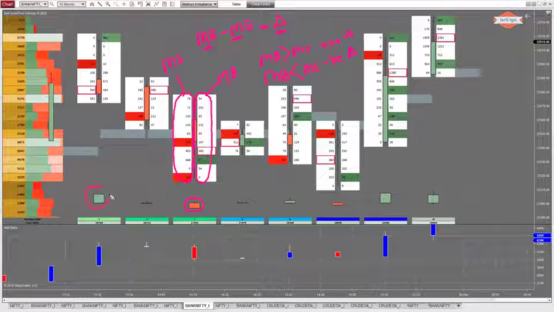On this bar, the market buy orders were greater than market sell orders. You got green or positive delta. On this bar, the market buy orders were less than market sell orders. You got negative delta.